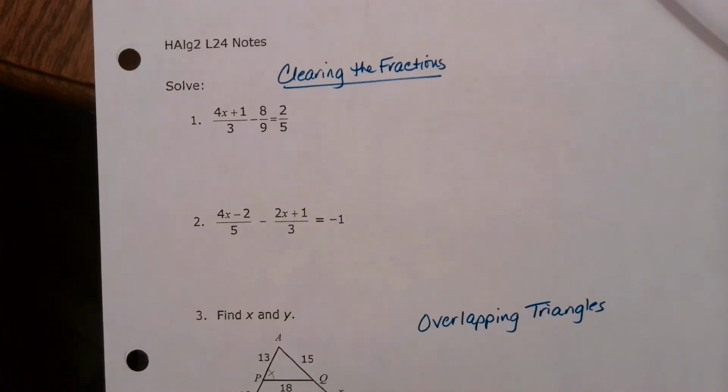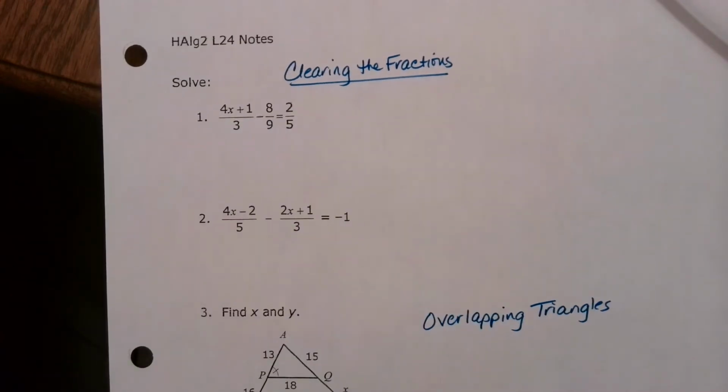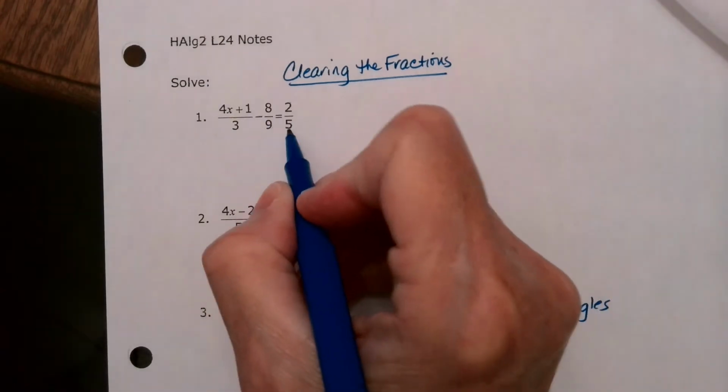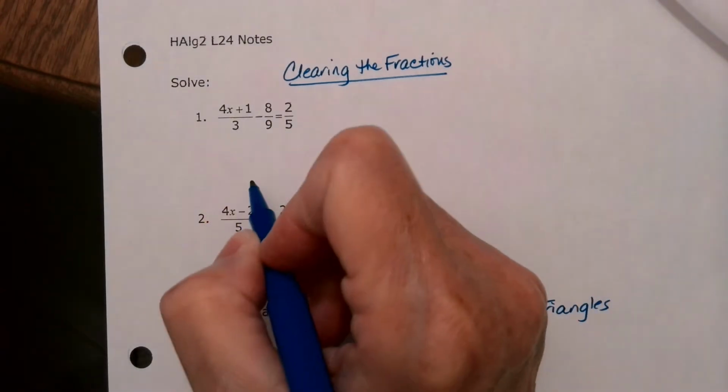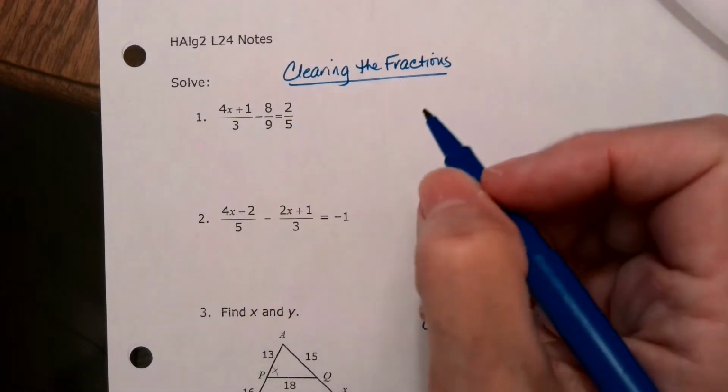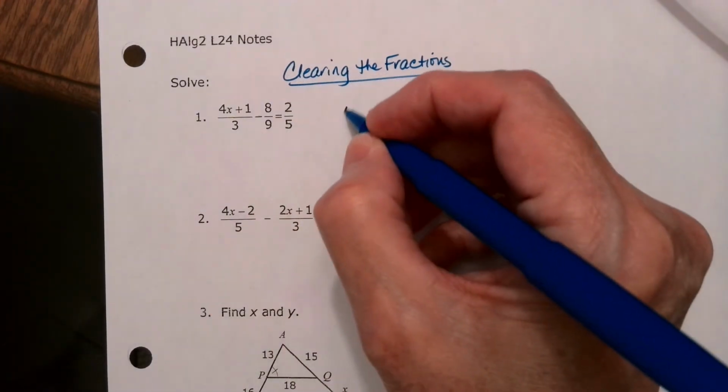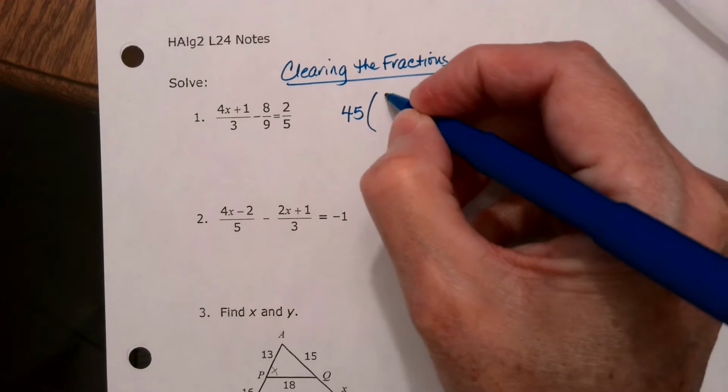Okay, lesson 24. This is where we're going to be able to pick up some extra time because I've already taught you how to clear the fractions before now. So that's what this lesson is teaching. What we want to do is think what would be the smallest number we can multiply each of these by. That would be the 9 and the 5, because 3 goes into 9. So that's going to be 45 for each one. So we're going to multiply each individual term by 45.